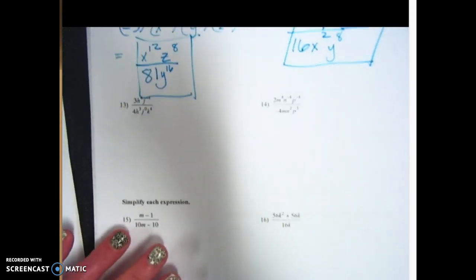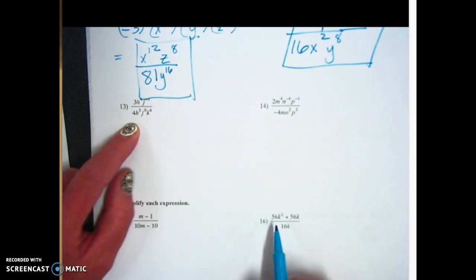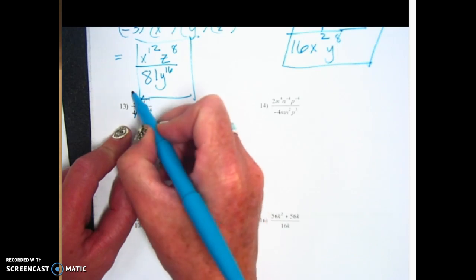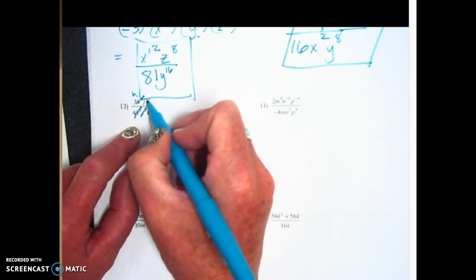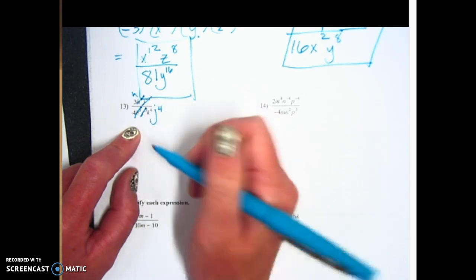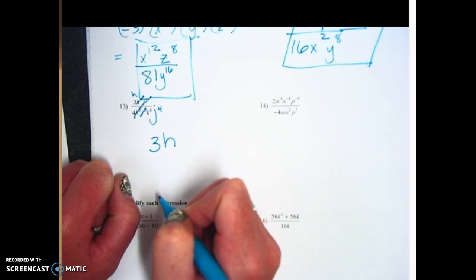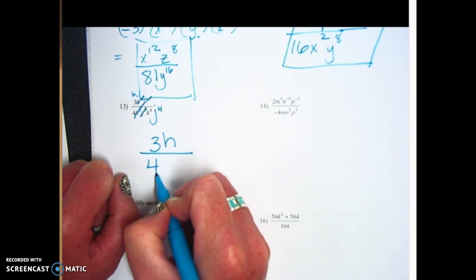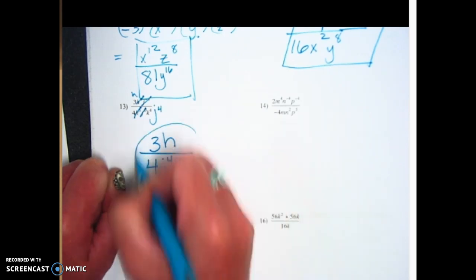All right, number 13. Let's see if we can reduce any of the coefficients. No. I've got an h to the 4th and an h to the 3rd, so this one eliminates, this becomes h. This becomes 1, but this is negative, so I'm going to move it to the denominator and make it positive, j to the 4th. K to the 4th is going to stay. So let's see what we're left with. 3h in the numerator. And then in the denominator, the 4 is good, the j to the 4th is good, and k to the 4th is good.